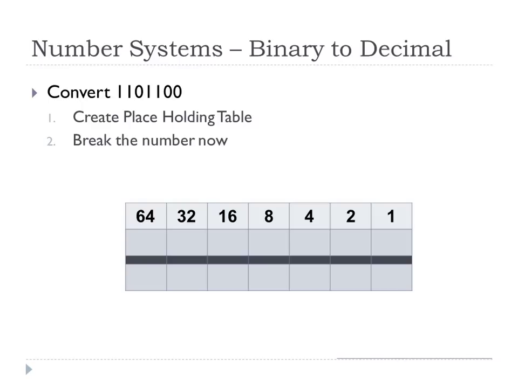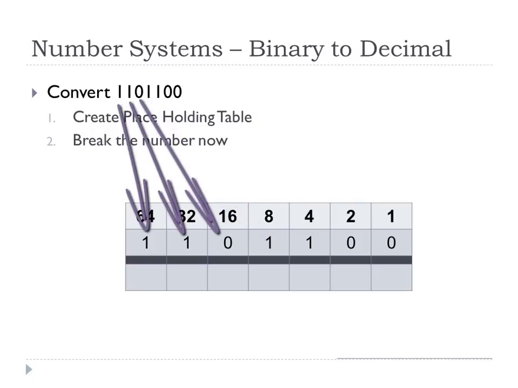Step 2. Now that my table is created, I will place each bit in its appropriate place. That is to say, this 0 belongs to the 1s column. This 0 belongs to the 2s column. This 1 to the 4s column. And this 1 to the 8s column. I will continue to do this until all bits have been placed.